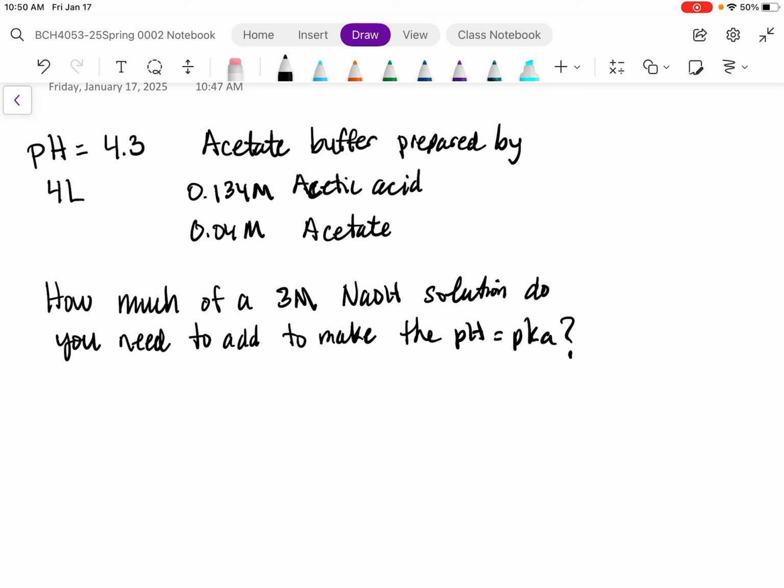So this was the problem that I gave everyone during class and asked you guys to work on. I'm going to show you the solution, but understand that I'm going to show you two versions. The first one is going to be the more accurate way to do this calculation because we are going to account for the change in the volume.